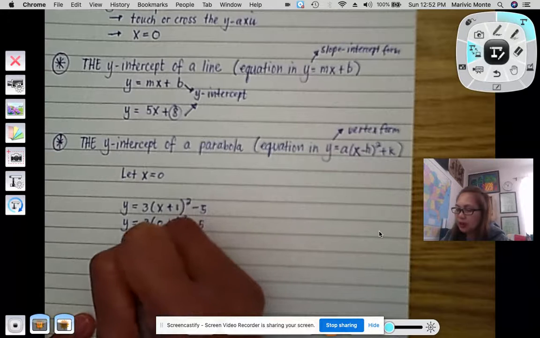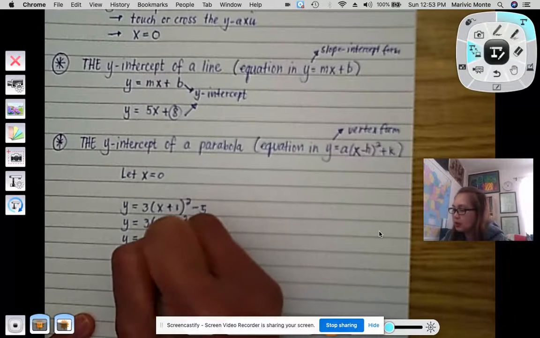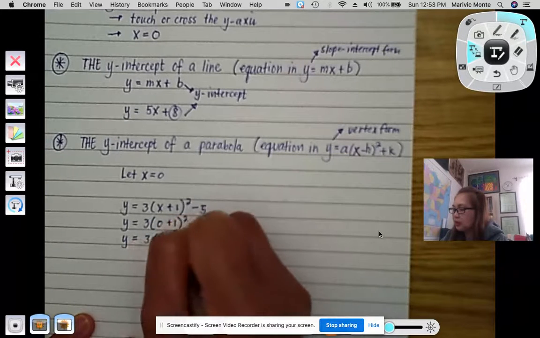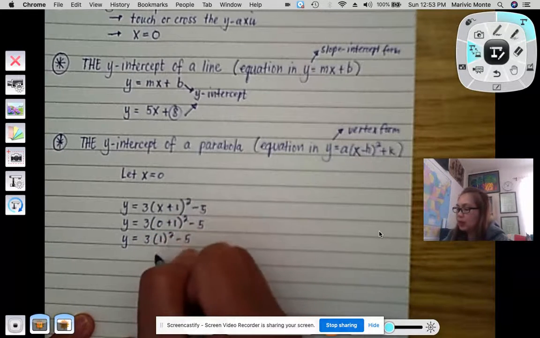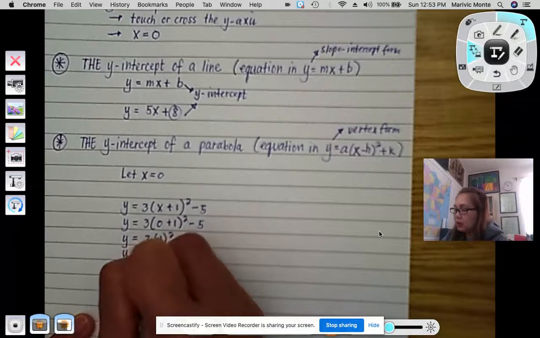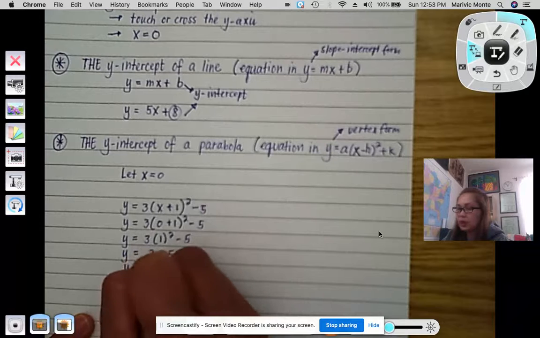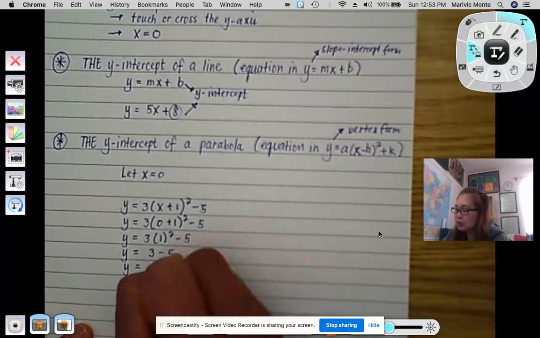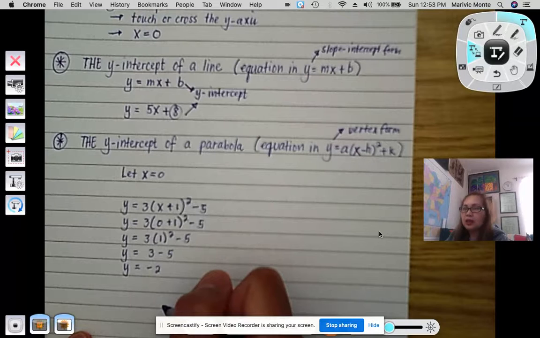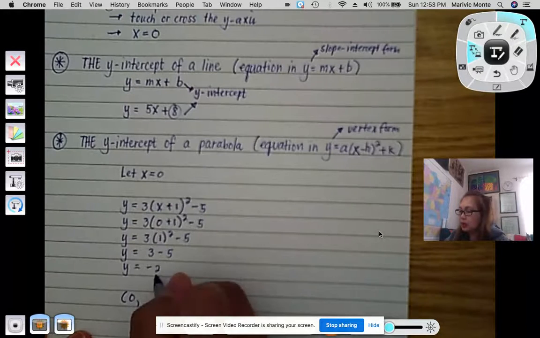You keep on simplifying. Work inside the parentheses: 0 plus 1 is going to give you 1. And 1 squared is 1, and 1 times 3 is going to give you 3. So this becomes 3 minus 5, and you end up with y equals negative 2. Therefore, the coordinates for your y-intercept in this case would be x is 0 and y is negative 2.